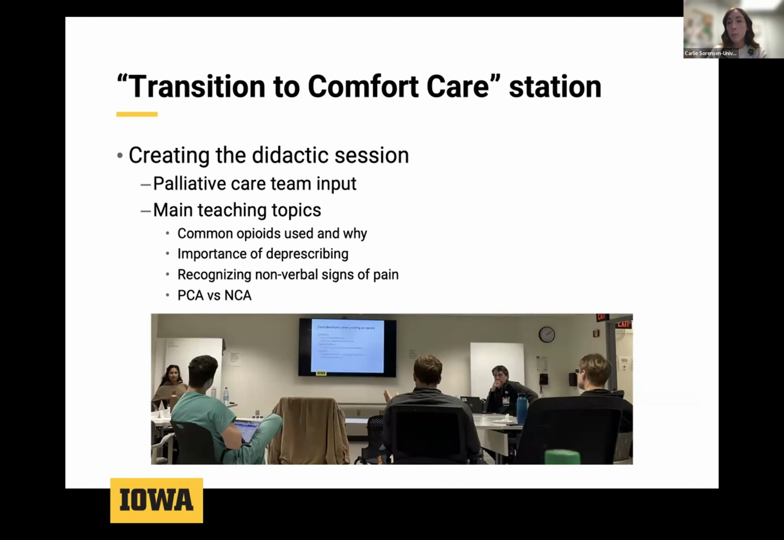Palliative care and comfort care is a really broad, expansive topic, so we had to boil down to the main points that were also appropriate for the level of a fourth-year medical student and soon-to-be intern. So we landed on the main teaching topics of different opioids and which agents you might use in certain scenarios, as well as the importance of deprescribing, particularly certain home meds, labs, vitals, things that aren't in line with comfort care, and recognizing nonverbal signs of pain. We briefly touched on patient-controlled analgesia versus nurse-controlled analgesia and when both may be appropriate for your patient.